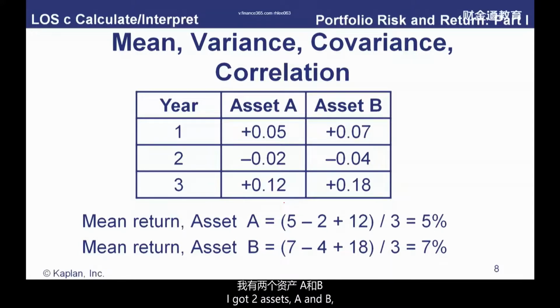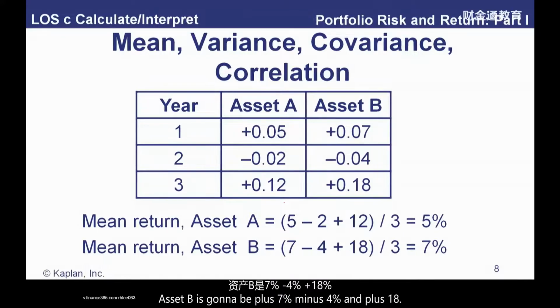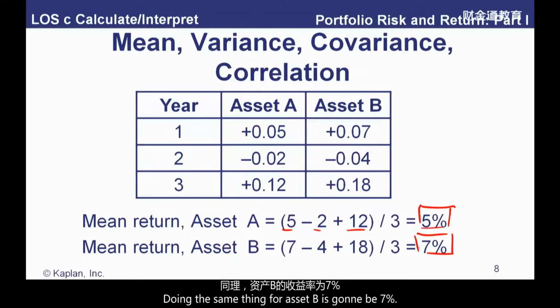So looking at this, we have 2 assets, A and B, 3 years of data for each. Asset A, +5, -2, +12 is the return sequence. For B, it's going to be +7%, -4%, and +18. So the first thing we're going to do is say, well, let's calculate the arithmetic means. So for asset A, we're going to take each observation, 5 plus a -2 plus 12. So we'll add all that up and divide by 3. And what we're going to get is that this comes out to 5%. So the mean return for asset A is 5%. Doing the same thing for asset B is going to be 7%.